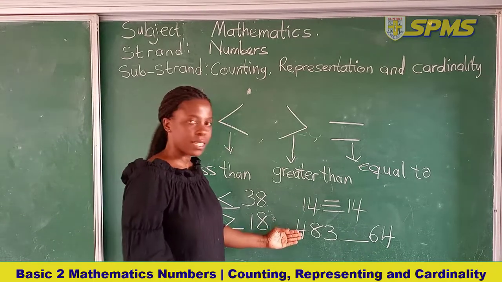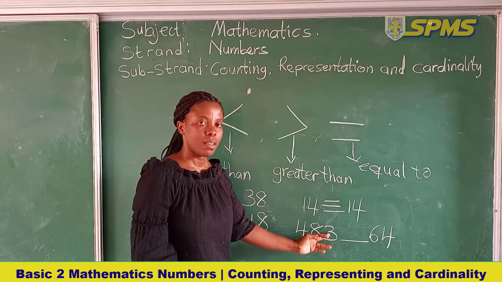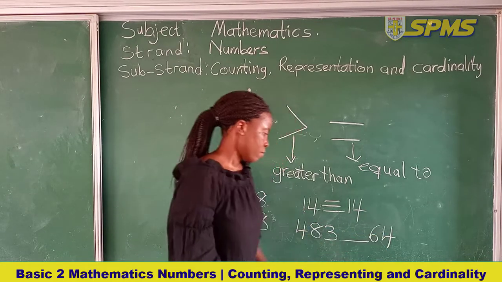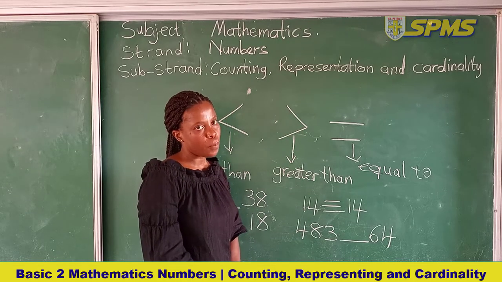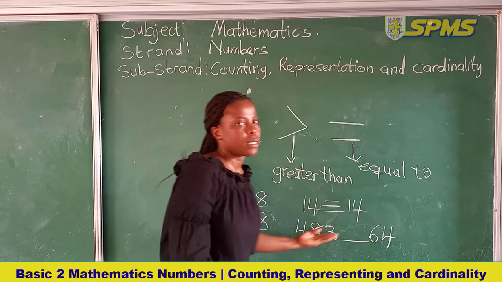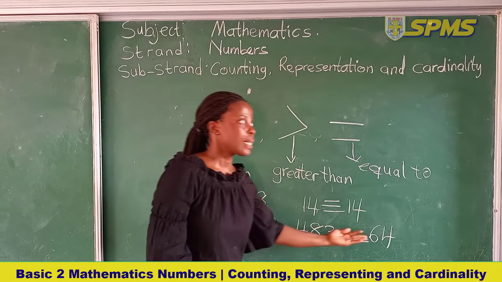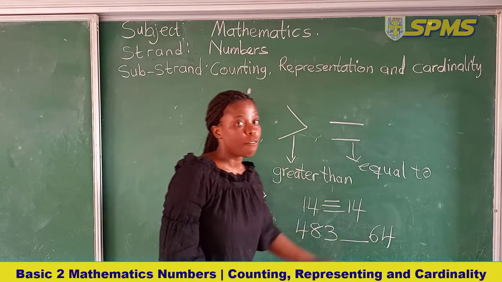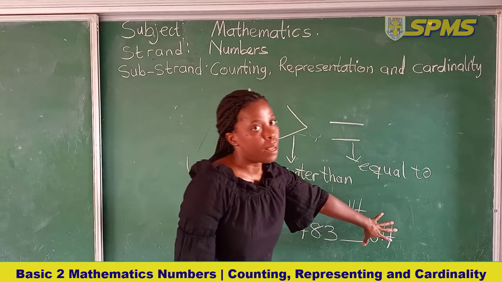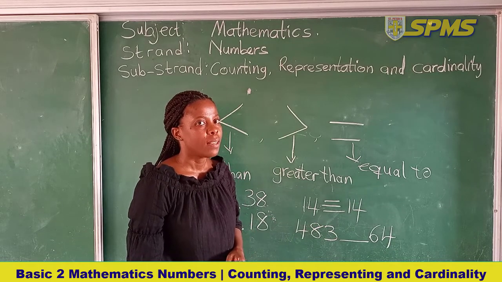Let's do the last example. Can you see the numbers? 483 and 64. What symbol will you put there? Look at the place value of each of the numbers. This one starts from hundreds. This number doesn't have hundreds. So definitely you are going to tell me the first number is greater than the second number.